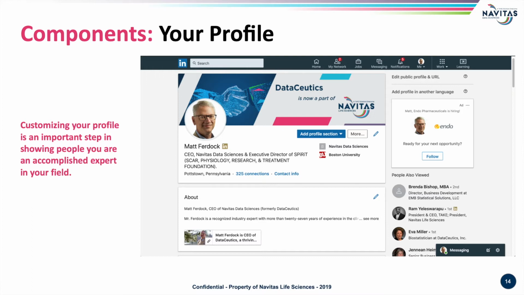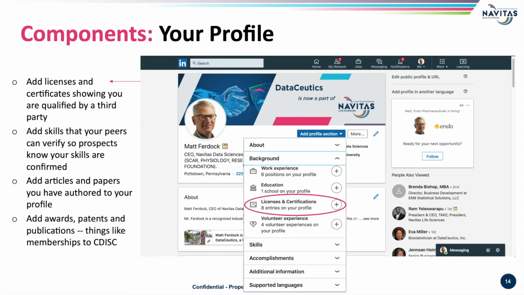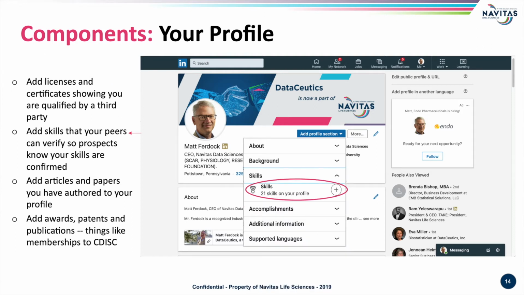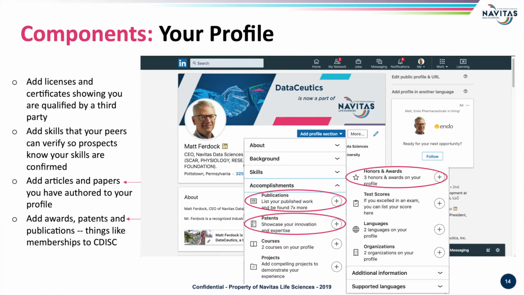To do this, add things like licenses and certificates, showing you are qualified by a third party. Add skills that your peers can then verify so prospects know your skills are confirmed by people you have worked with. Add articles you may have authored to your profile to show just how smart you really are. Add awards, patents, and publications. Things like presenting at a conference can go here.